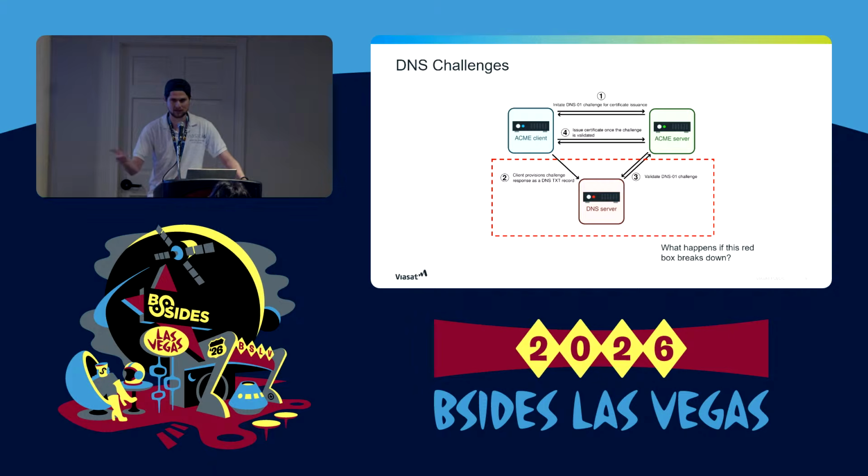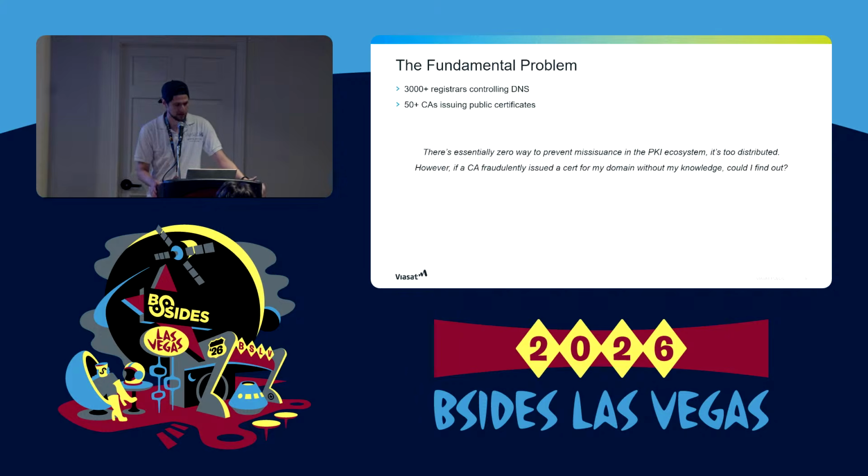What I've highlighted in red here is kind of the tricky bit, right? So there's 3,000 registrars, there's 50 CAs, right? What happens if the stuff in the red box breaks down? What if they just don't check? Or, you know, they look at the wrong thing, right? Or something gets messed up in the challenge. It's possible that the server can just give me a cert for something that I don't own, right? So this problem is called misissuance, right?